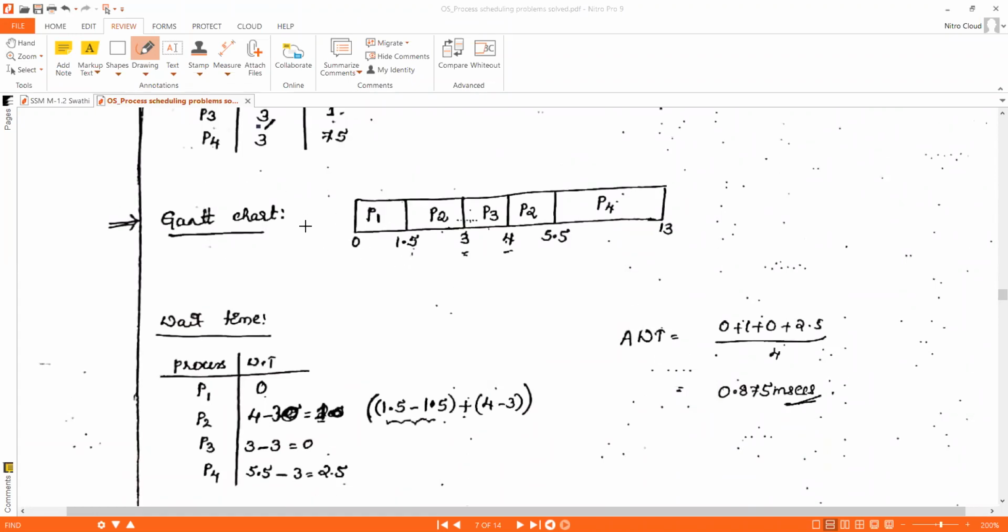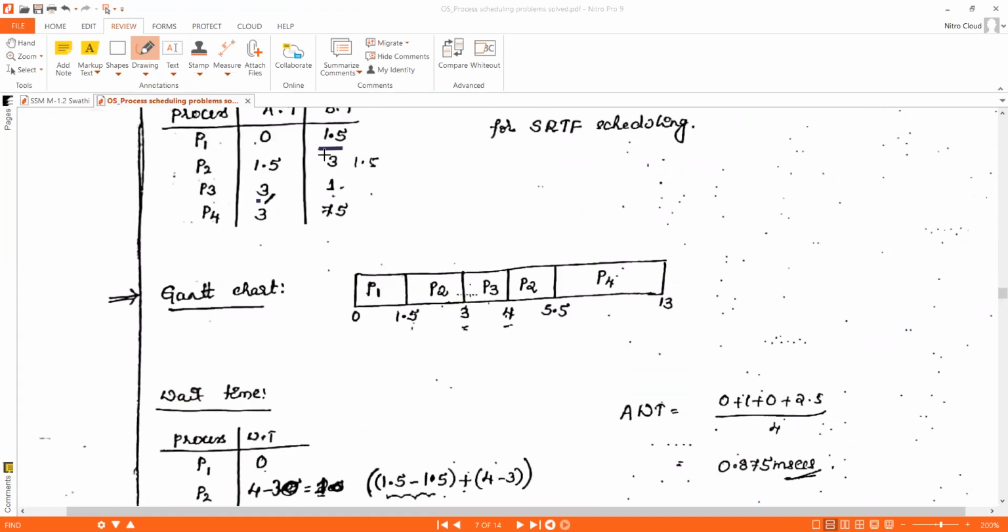Waiting time is allotted time minus arrival time. For process 1, what is the allotted time? Allotted time is 0 milliseconds minus the arrival time of process 1, which is 0. 0 minus 0 is 0, the waiting time for process 1.